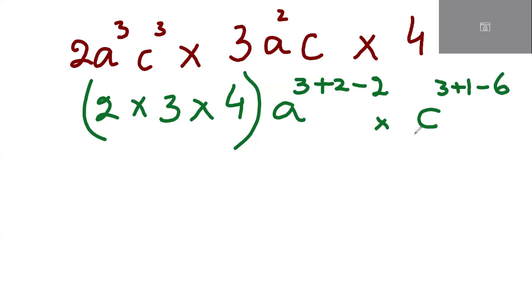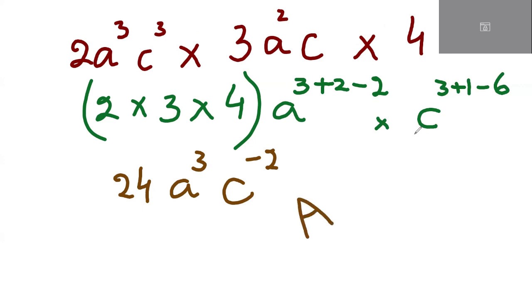Is it okay? And now what is the other step? 2 multiplied by 3 is 6 and 6 multiplied by 4 will give you 24. And what is the power of a? I'm solving the powers of a now. Plus 2 and minus 2 have cancelled and only 3 is left. Multiply by c. 3 plus 1 will give you 4 and 4 minus 6 will give you minus 2. This is the final answer.